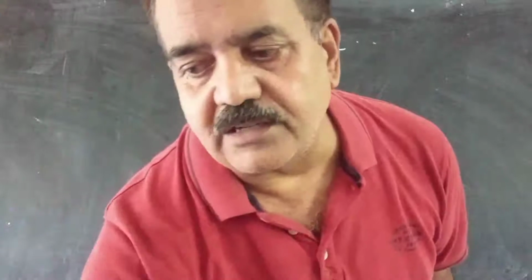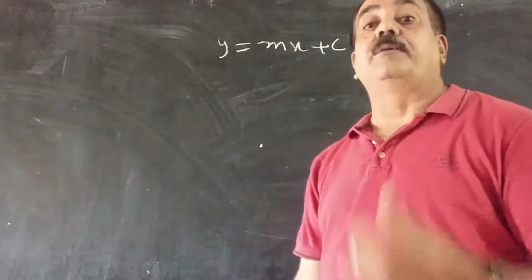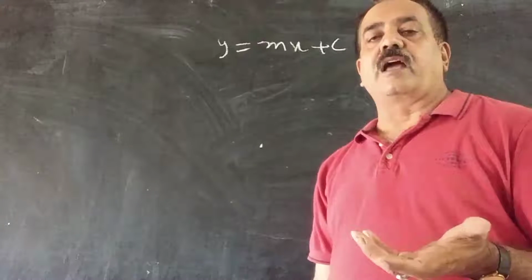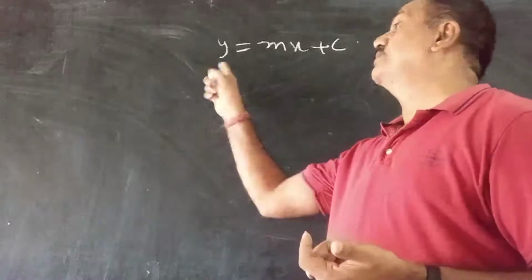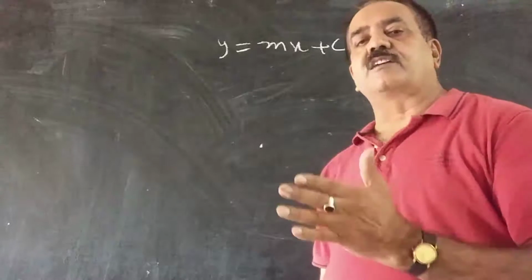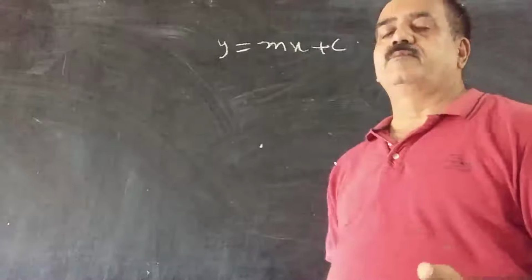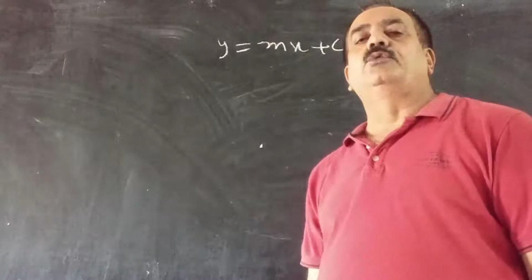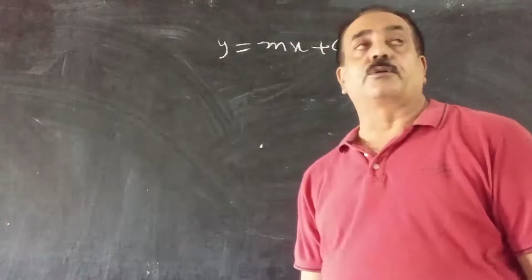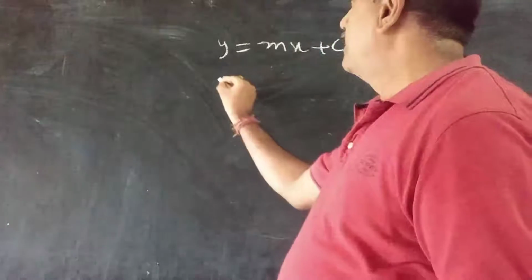Now what is the use of this slope and y-intercept form? When we have to find the slope of any given straight line, then we use this y is equal to mx plus c. Second, when slope and y-intercept are given, then to find the equation of a straight line we use this. These are the two ways to use y is equal to mx plus c, the first form of equation of a straight line.